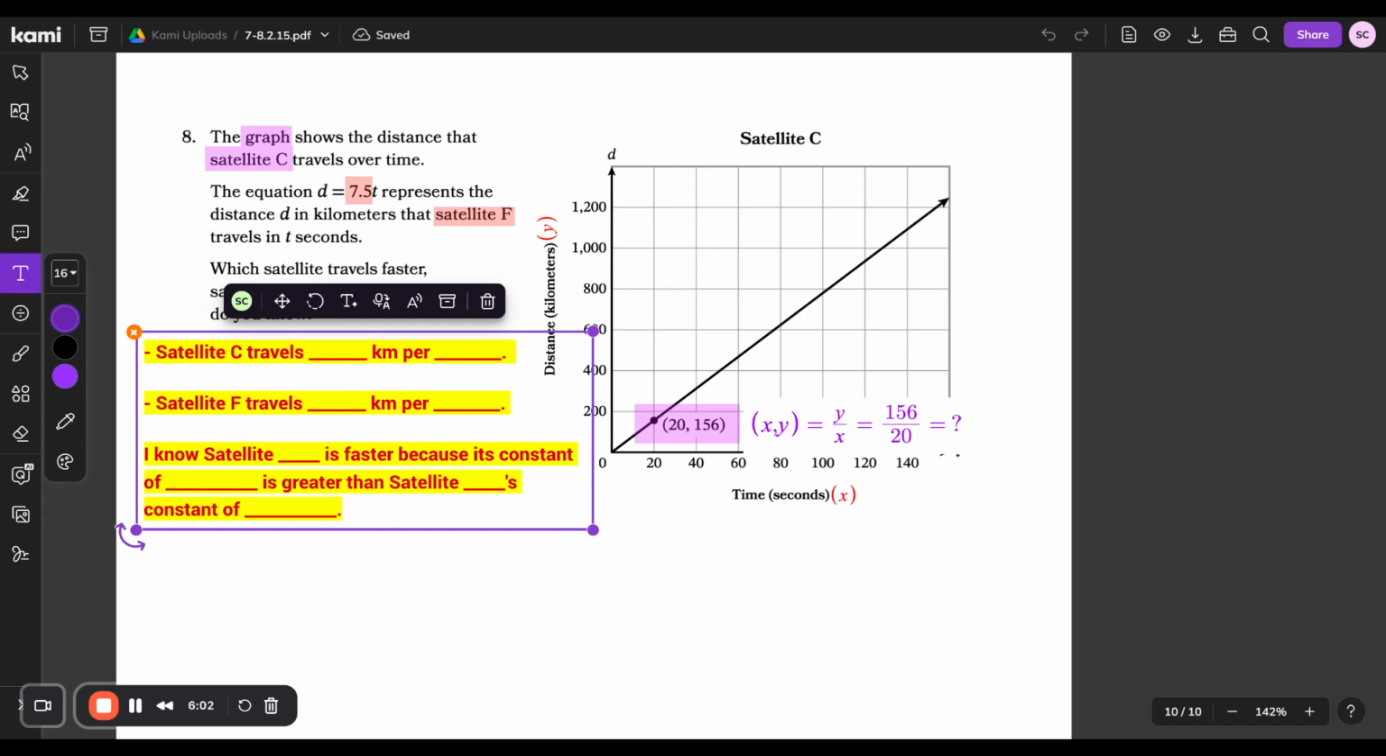And then from here, since we are comparing who's faster, you are going to say, I know satellite blank is faster because its constant of blank is greater than satellite blank's constant of blank. So just filling this in with the information that you found and then raising your hand to have this one checked. But this concludes lesson 15 of module 2, where we are learning how to find constants in different representations, whether it be in an equation, a graph, a table, or a word description.